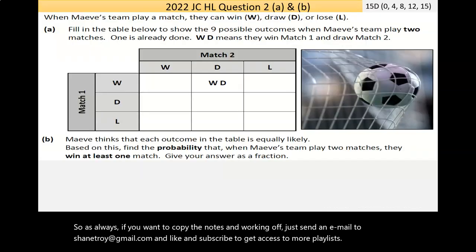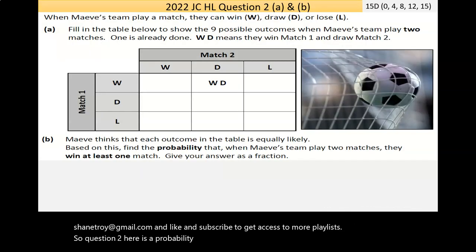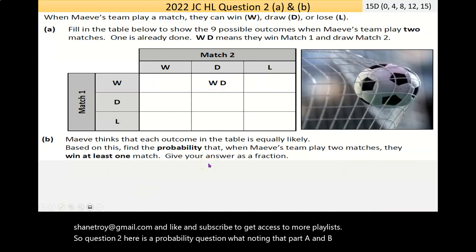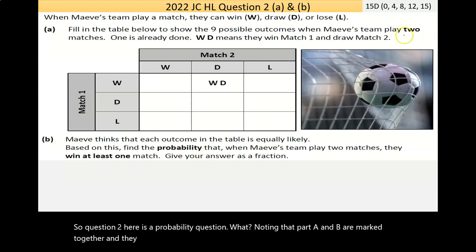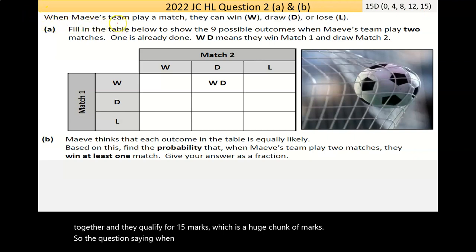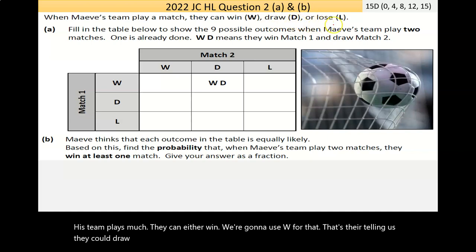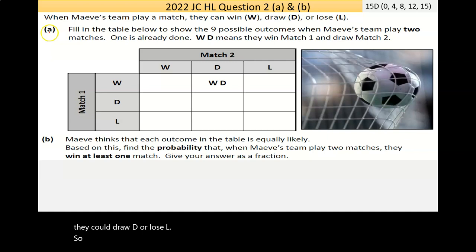So, question two here is a probability question. Worth noting that part A and B are marked together and they qualify for 15 marks, which is a huge chunk of marks. So the question is saying when Maeve's team plays a match, they can either win, we're going to use W for that, they could draw, D, or lose, L. So either win, lose, or draw.